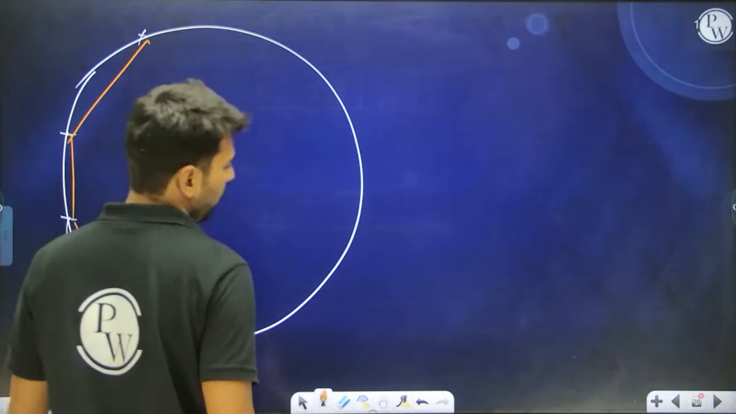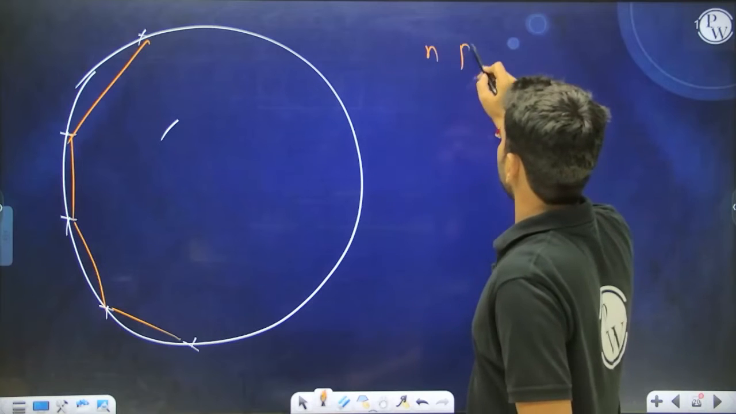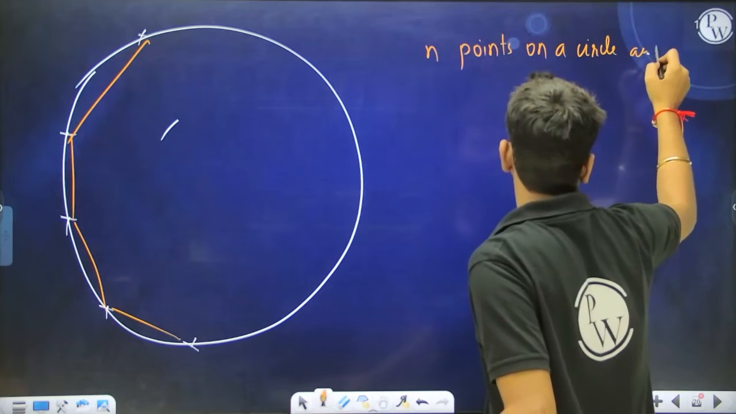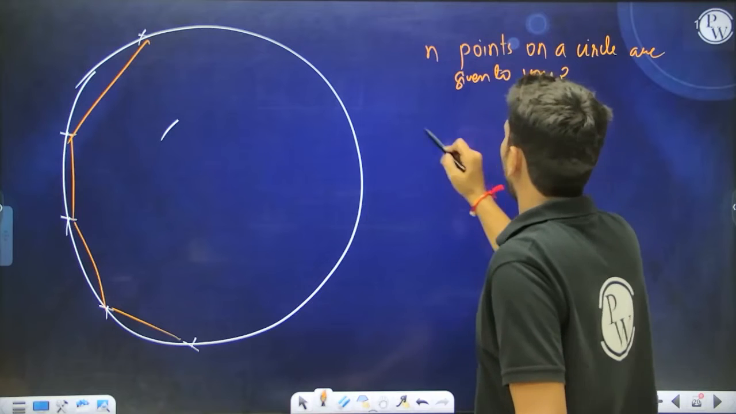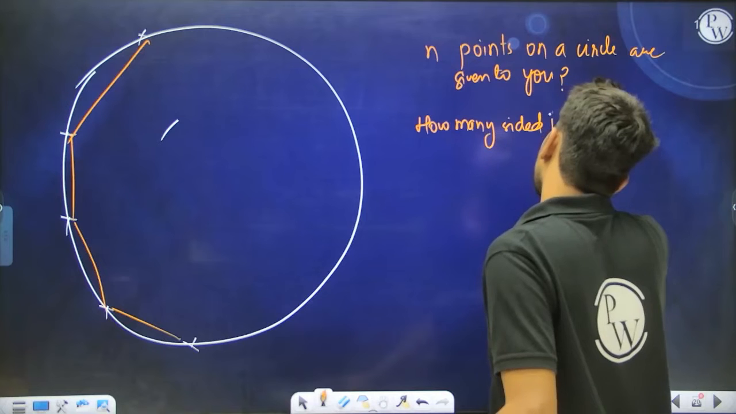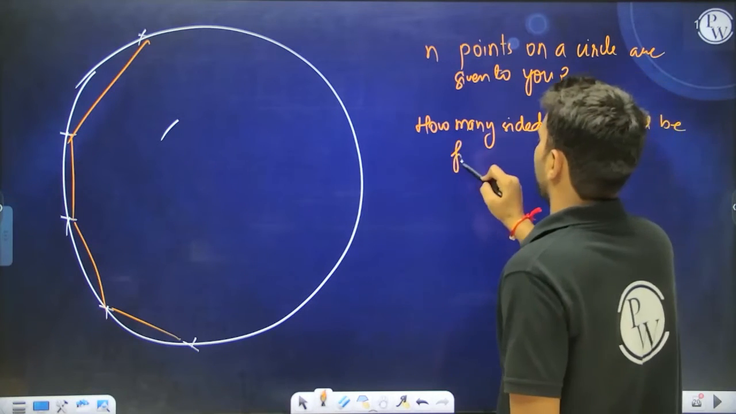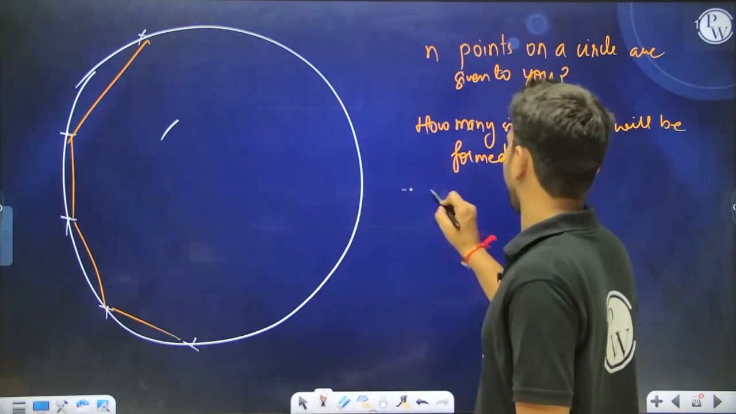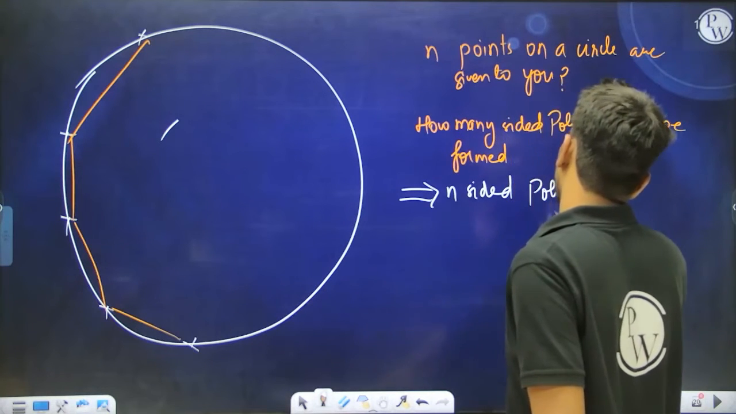Yes or no? Okay, now problems can be asked that n points on a circle are given to you, how many sided polygon will be formed? If n points are given to you on a circle, then an n-sided polygon will be formed, yes or no? An n-sided polygon will be formed, obviously.